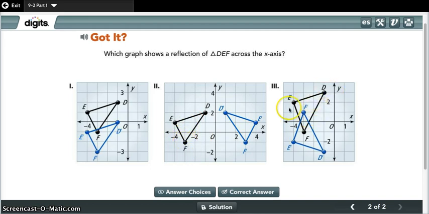How about this one? Here's the black triangle. If you were to fold it, well, we're allowed to cross over onto our other side because this F point crossed over onto the other side of the X. So naturally it's going to cross over onto this side of the X when we have our reflection. So this third option is our correct choice. That one is the one that shows a reflection.